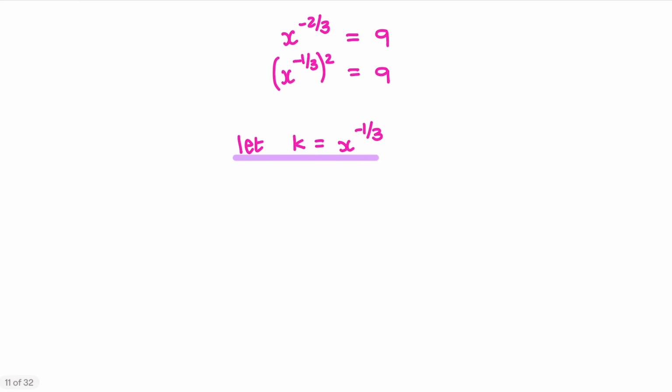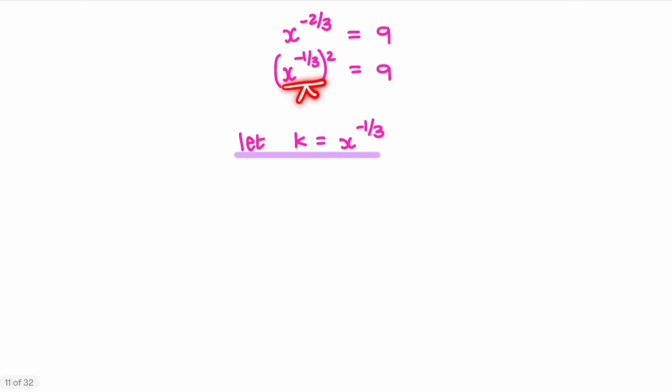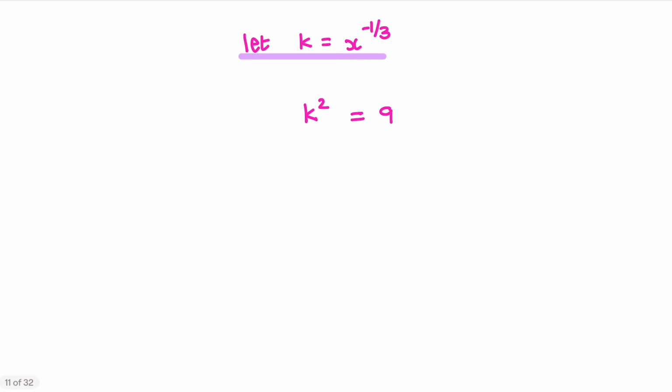This leads me to write x to the power of negative 1/3 as k. So I'll replace the contents of this bracket with the letter k. And that becomes k squared is equal to 9.